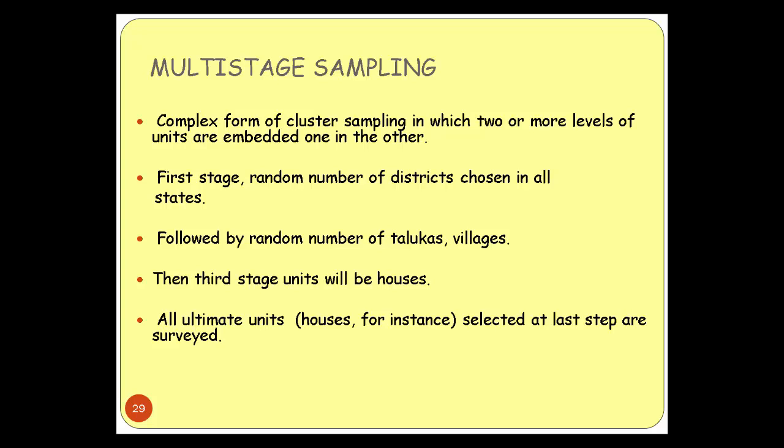Multi-stage sampling. Complex form of cluster sampling in which two or more levels of units are embedded one in the other. The first stage involves a random number of districts chosen in all states, followed by a random number of villages. Then the third stage might include the unit being the houses, and all ultimate units selected as the last step in the survey process.